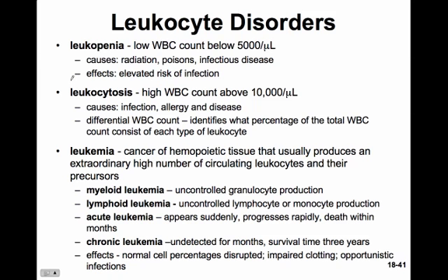Acute leukemia appears very suddenly and progresses rapidly, and death is often imminent within months. Chronic leukemia may be undetected for months. The survival time can be up to 3 years or more. When normal cell percentages are disrupted, we'll see impaired clotting function and the onset of opportunistic infections because the white blood cells are just not prepared to fight.